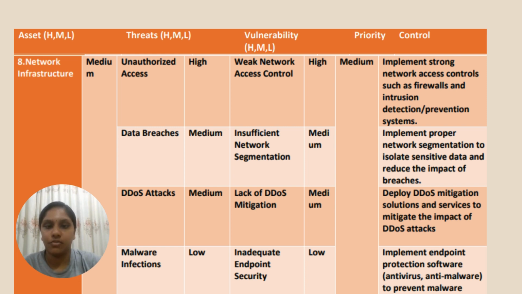Next is DDoS attacks. It has a medium level of risk. This is because of the lack of DDoS mitigation, which has a medium level of risk. We can control it by deploying DDoS mitigation solutions and services to mitigate the impact of the DDoS attacks. The fourth one is malware infections. It has a low level of risk. This is because of inadequate endpoint security of the system, which has a low level of risk. We can control it by implementing endpoint protection software such as antivirus or anti-malware to prevent malware.